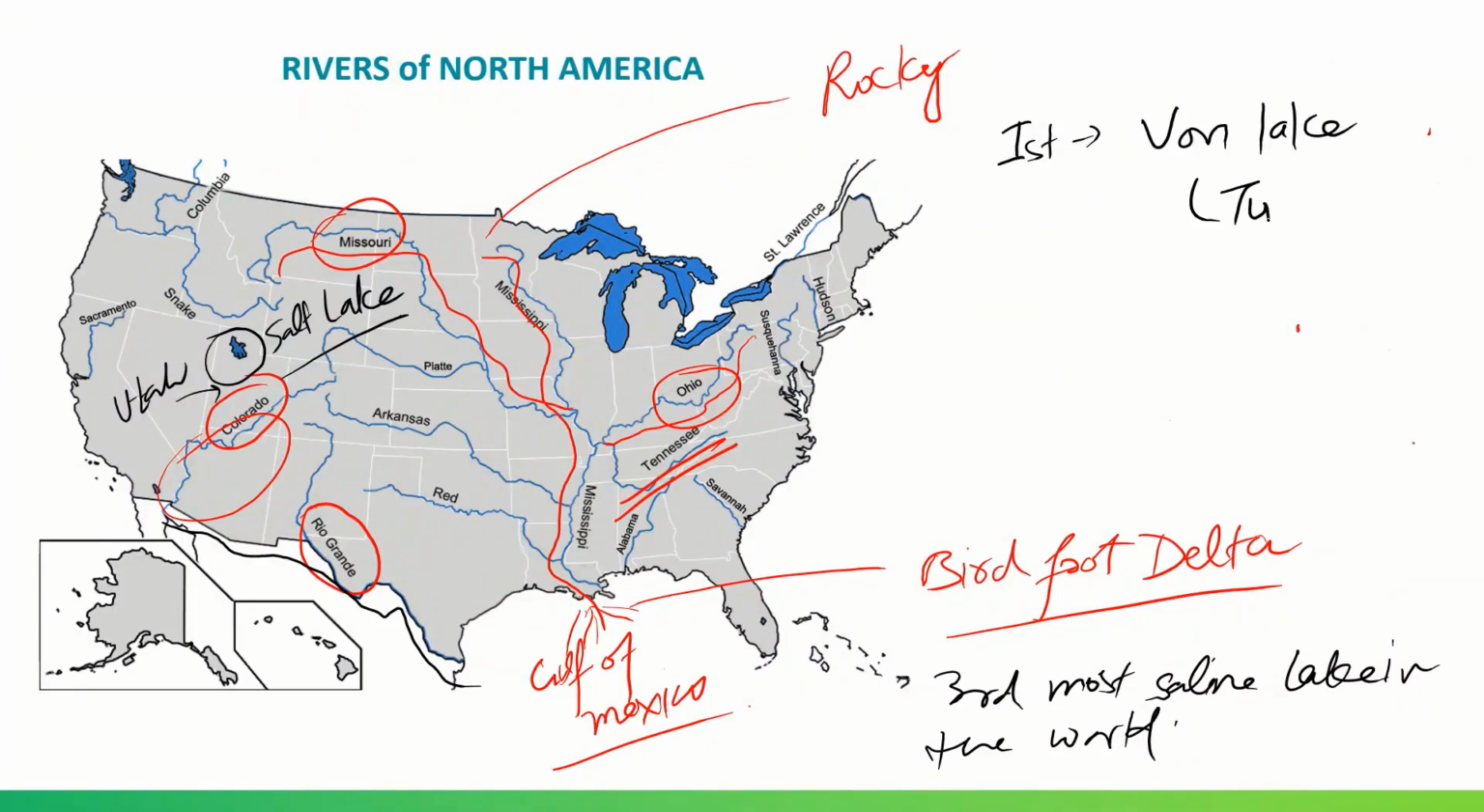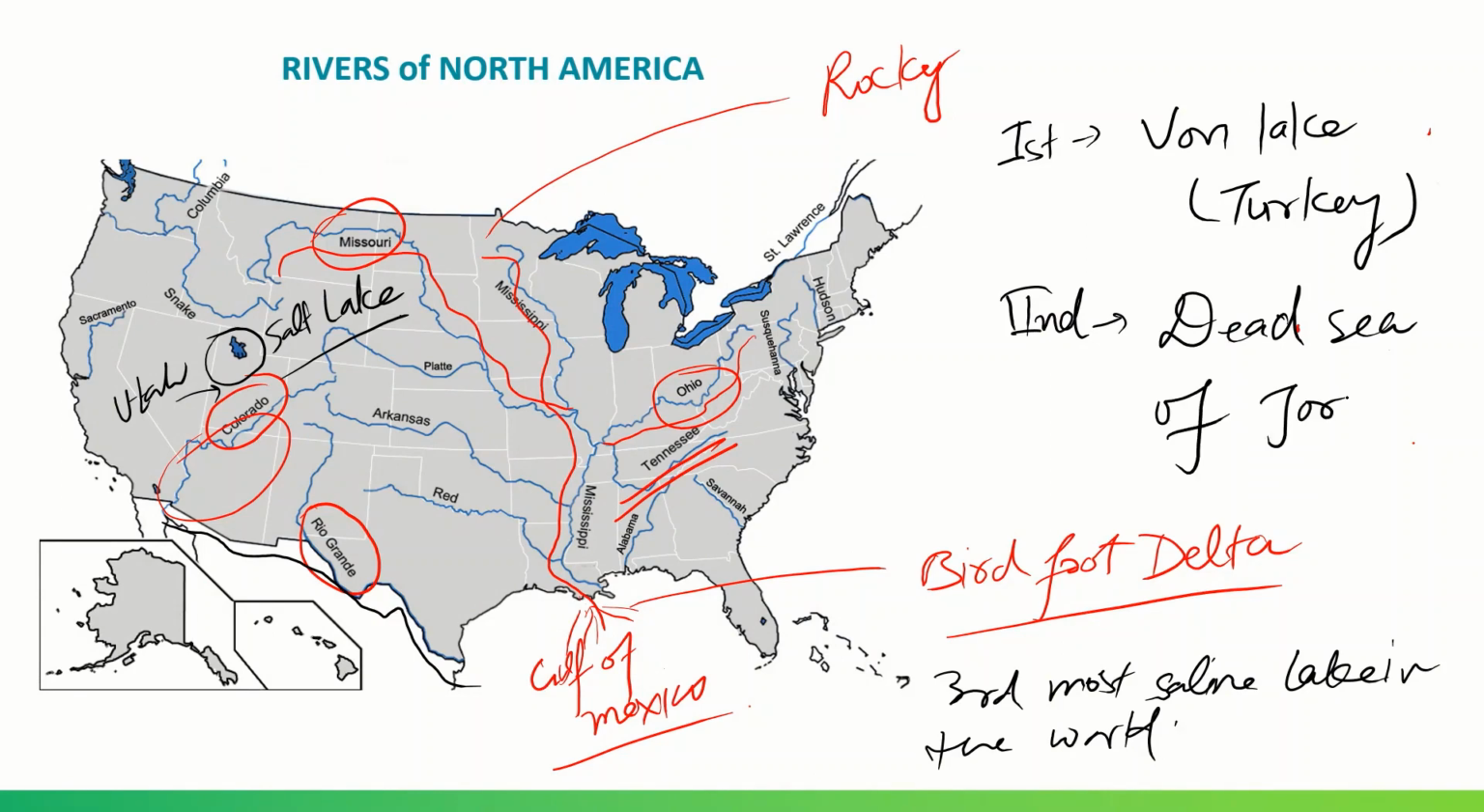There is a lake situated in Turkey which is known as Van, and Van Lake is the most saline lake in the world. Coming to second position, the second position is held by the Dead Sea of Jordan. So now you have the sequence: the most saline lake of the world is Van Lake, the second most saline is the Dead Sea of Jordan, and the third most saline lake is Great Salt Lake, which is situated in Utah, one of the states of America and North America.